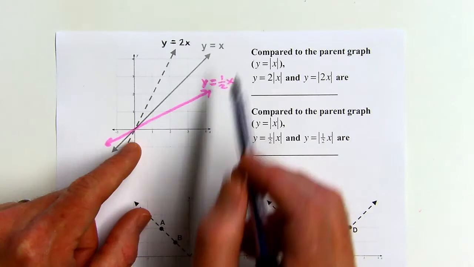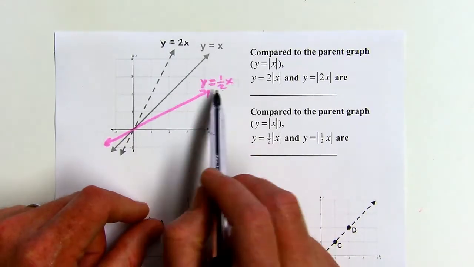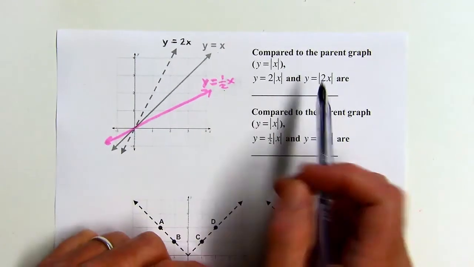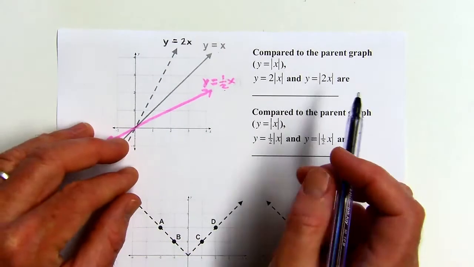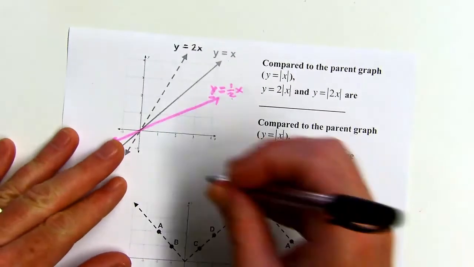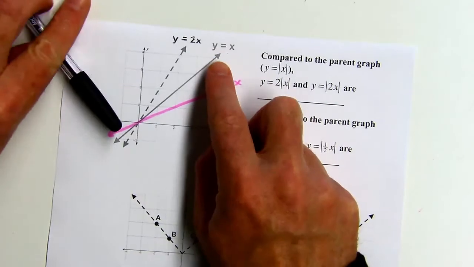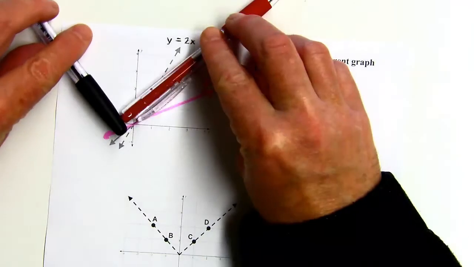If you notice, when the a value here is 1/2, 1, and 2, as you increase the a value, the line's going to get steeper, right? So the same thing is going to happen with absolute value functions. An absolute value function would look like a v, but if you were to draw in the other side of this, say you had y equals x, it's going to look like this, okay?